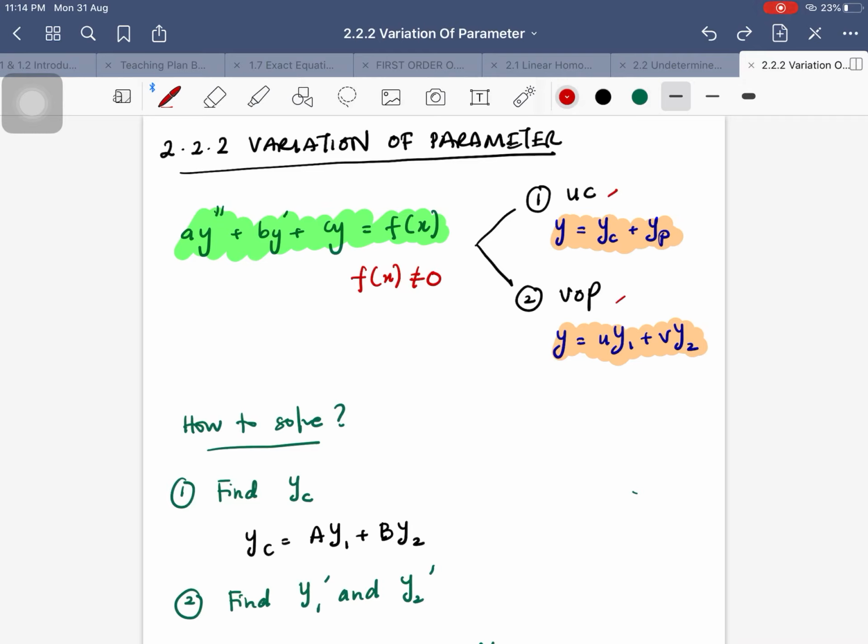But of course, when a method is powerful, the calculation is going to be a little bit more complicated compared to the simple one. Actually VOP is not that complicated, but there will be integration involved, that for sure. So that is what complicates the calculation. Whenever the function is more complicated, automatically the integration is going to be more complicated as well.